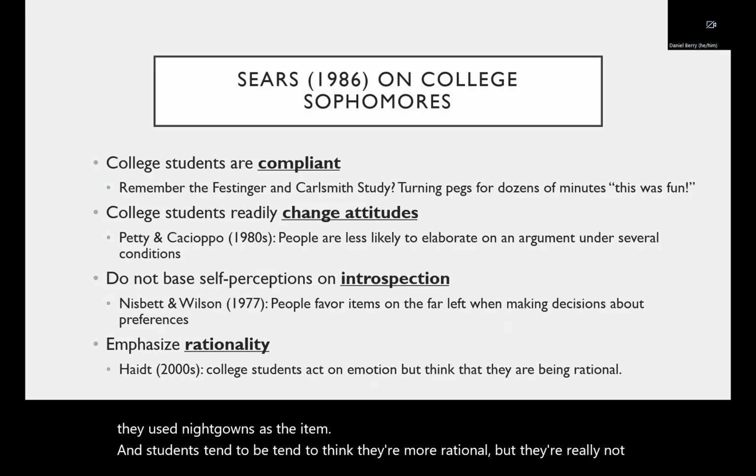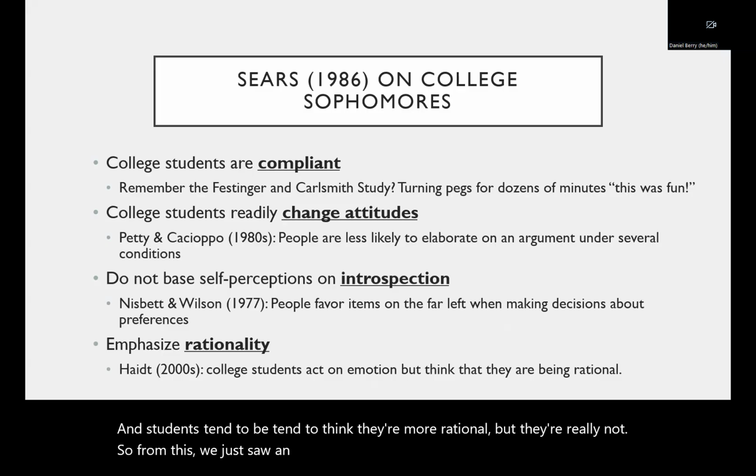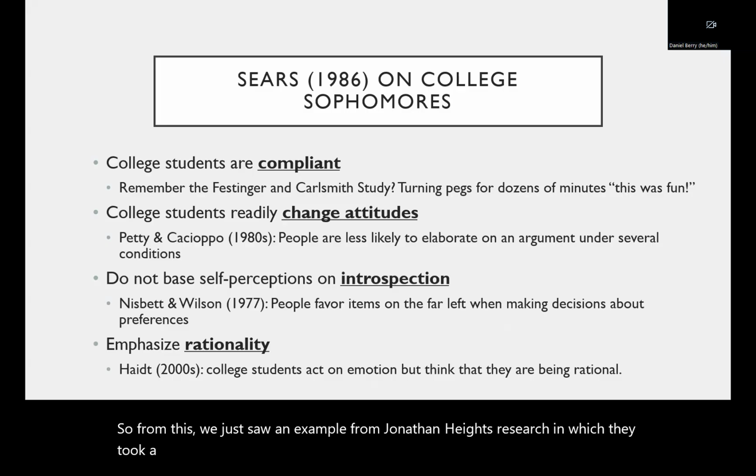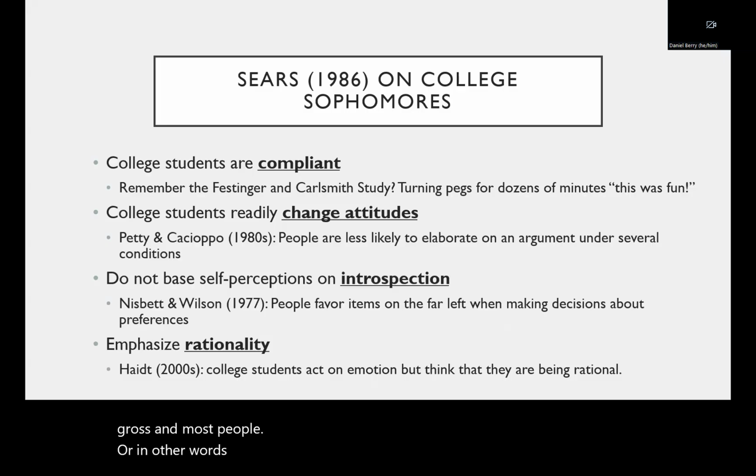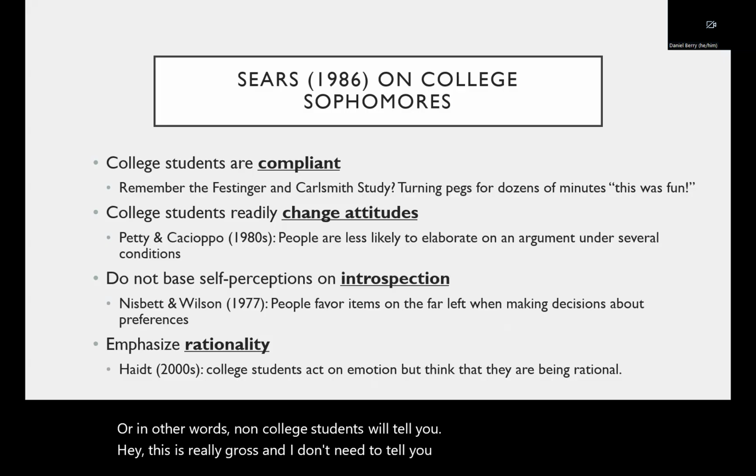So from this, we just saw an example from Jonathan Haidt's research in which they took a disgusting thing and tried to give a reason as to why it was bad or gross. And most people, or in other words, non-college students, will tell you, hey, this is really gross, and I don't need to tell you why. So they're not more rational, but they tend to emphasize it more.